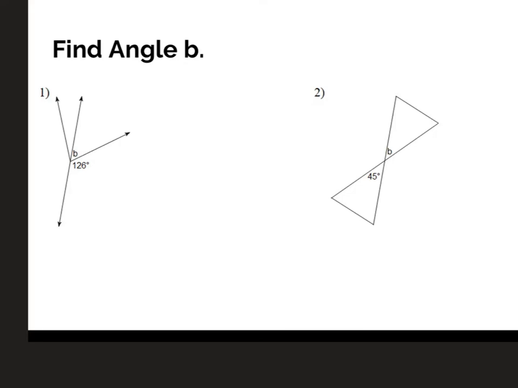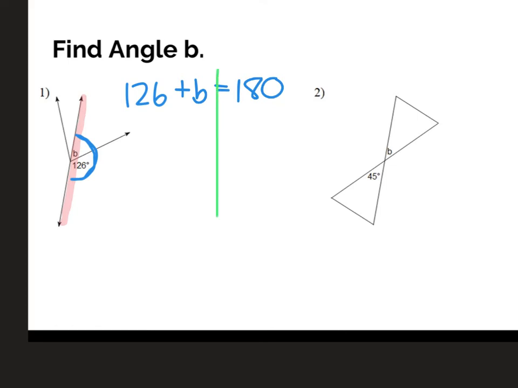We have B and we have 126 degrees. So our goal is to find angle B. If we look at this, we have a straight angle right there. Or we can think about it, we have supplementary angles, so both these two, B plus 126, should equal 180 degrees. So we can treat it like an equation to solve for B. So we just said 126 plus B needs to equal 180.